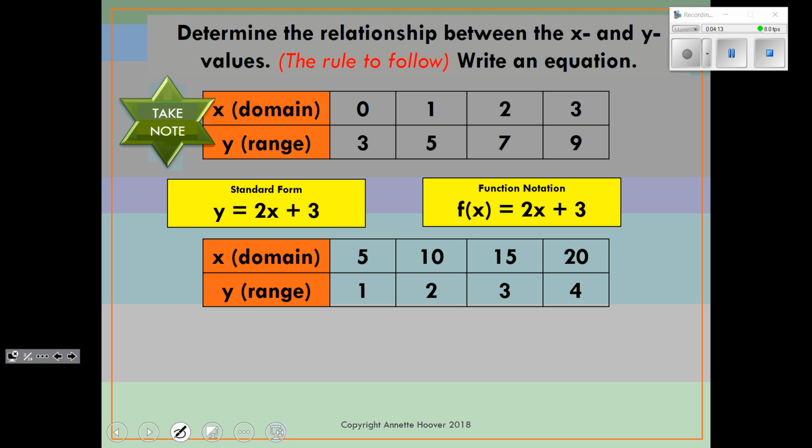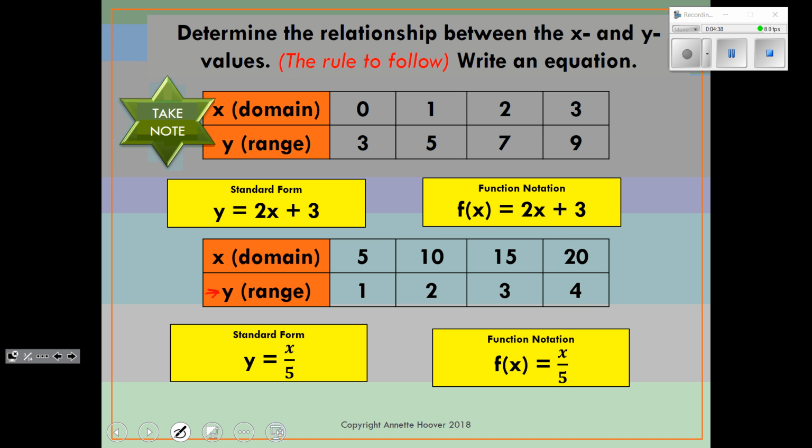This one is not on your notes, but it's good to practice. This is a one-step equation. If you look at the input, you will notice that the output, or the y values, are less than, so you're either going to be dividing or subtracting to get a smaller number. This is one step, and all you have to do is simply divide it by 5. So in standard form, that would be y equals x divided by 5. And in function notation, that would be f of x equals x divided by 5.